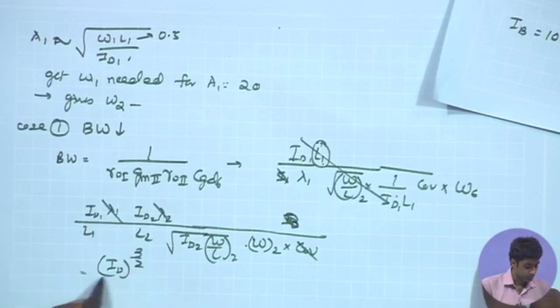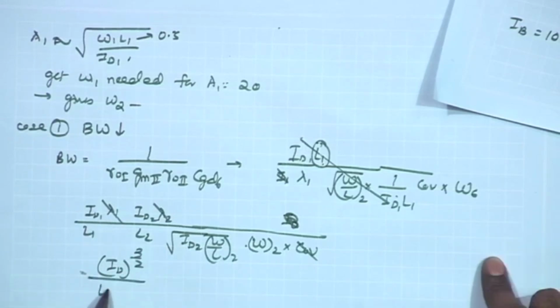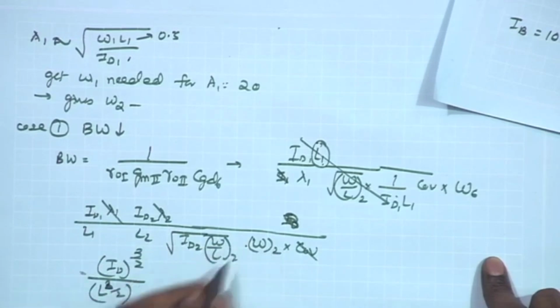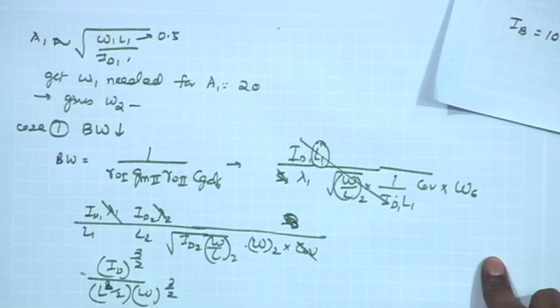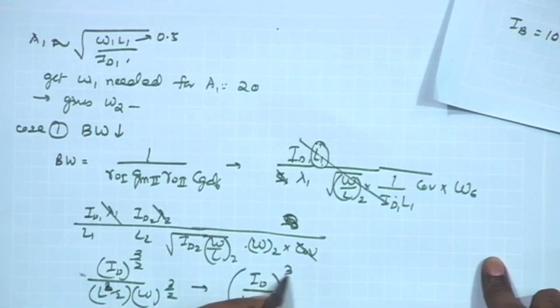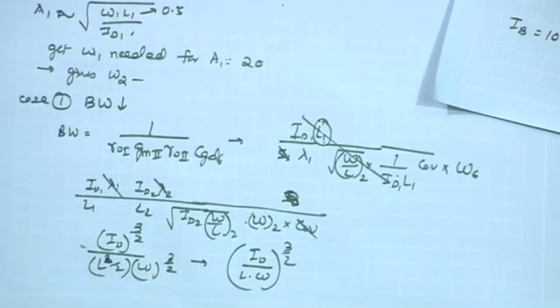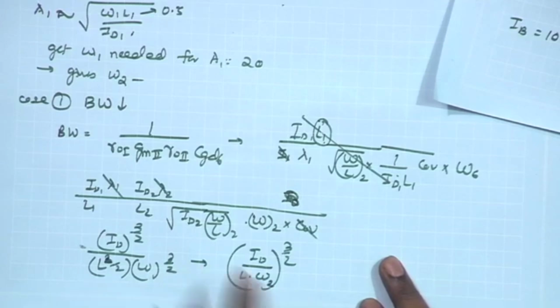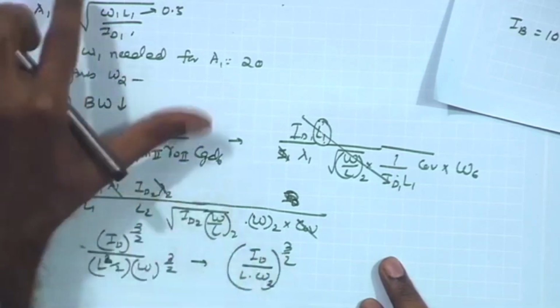So I have ID to the power of 3 by 2 coming over here, and then I also have L square coming over here, or rather L to the power of 3 by 2 coming over here, and likewise we can say W2 times root under W2, so W to the power of 3 by 2 coming over here. So these are the quantities I am seeing. So ID upon L times W to the power of 3 by 2, and this is W2.